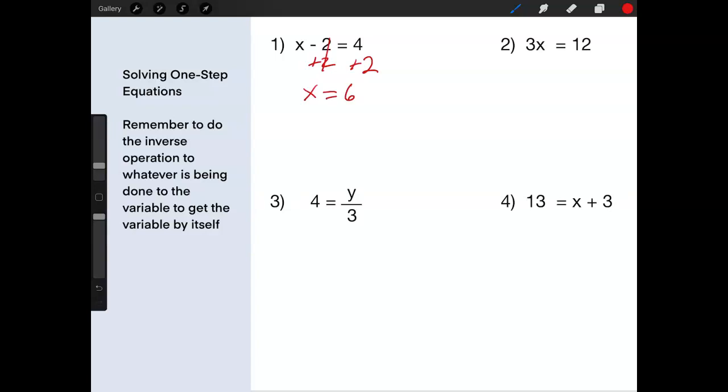Now I always like to take my answer and substitute it back into the equation to make sure I got it right. In this case, we substitute 6 back in. 6 minus 2 equals 4, and our answer checks out.